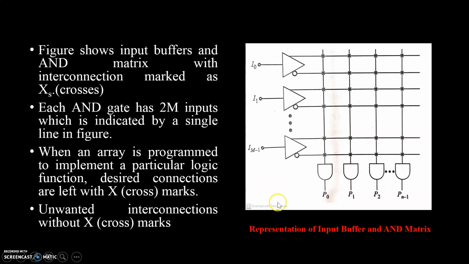This is the figure for the representation of the input buffer and AND matrix. Here the figure shows the input buffers and the AND matrix with interconnections marked by crosses. Each AND gate has 2m inputs, which is indicated by a single line in the figure. When an array is programmed to implement a particular logic function, desired connections are left with a cross mark, and unwanted interconnections are without cross marks.